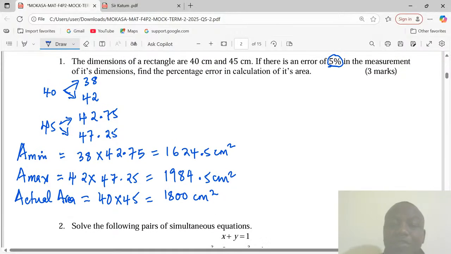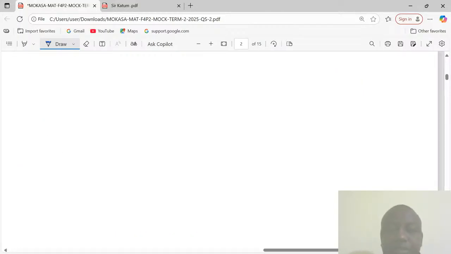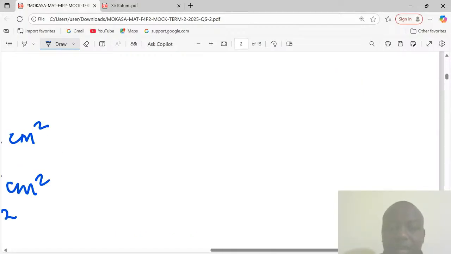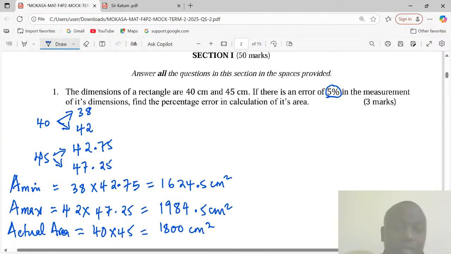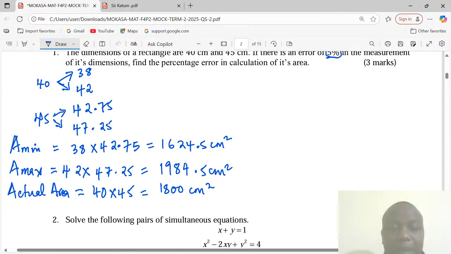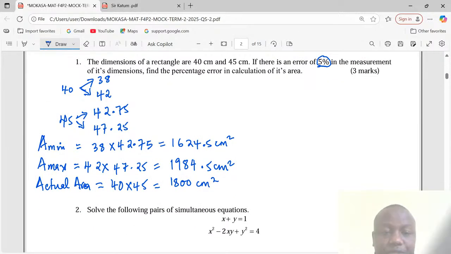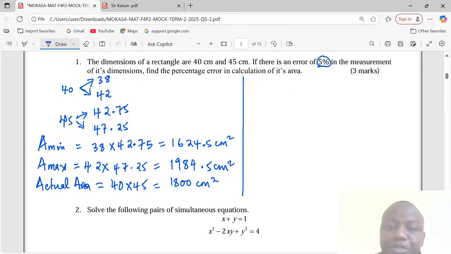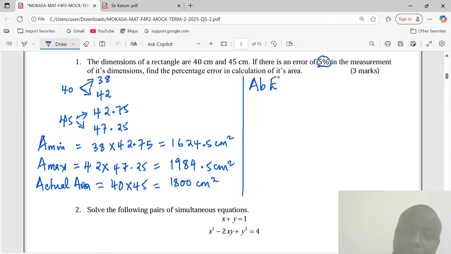1800. So with this now, we can proceed. I'm sorry for that. We are already having maximum, minimum, and actual. So we can talk about absolute error in these computations. This requires maximum minus minimum divided by 2.